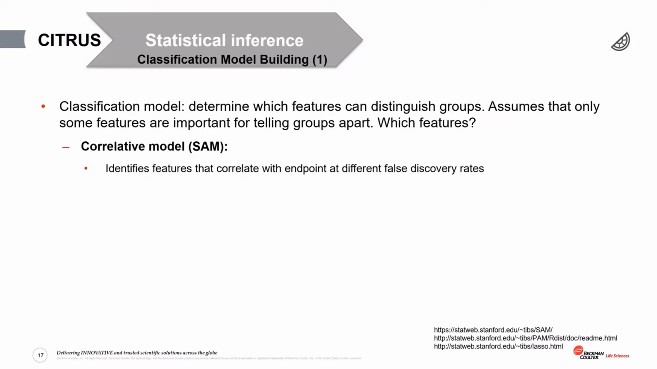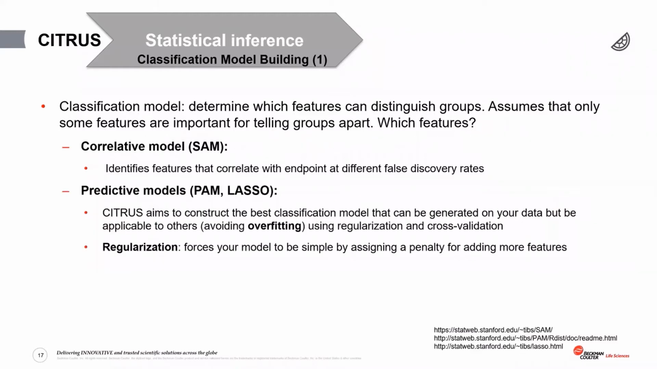Seeing the association between these individual features and citrus fruits is similar to what the Citrus tool does when it builds correlative models using an algorithm called SAM. SAM results include all features that are significantly different at different false discovery rates. When we used the fruit features to predict if a fruit was a citrus or not, we generated a type of predictive model. Citrus uses two predictive models called PAM and LASSO.